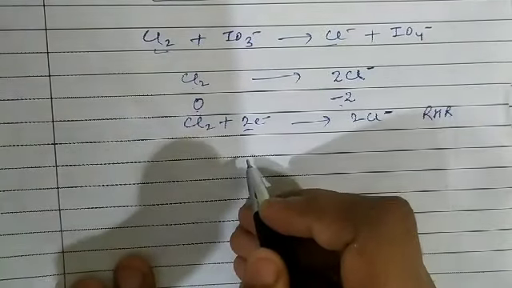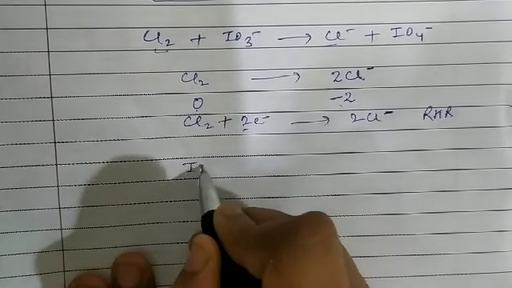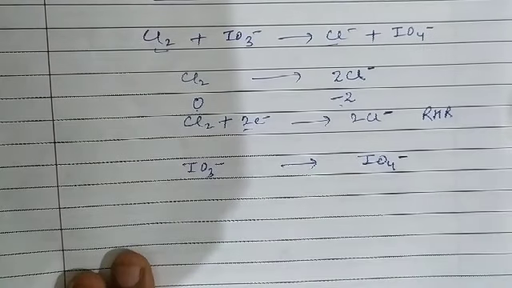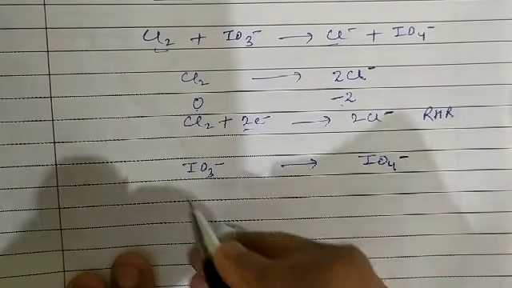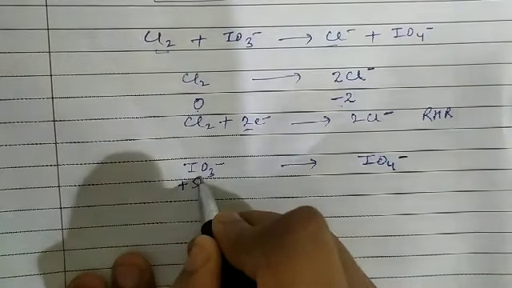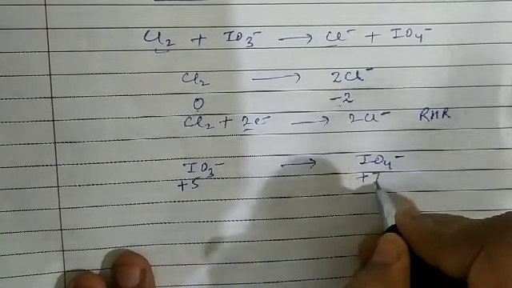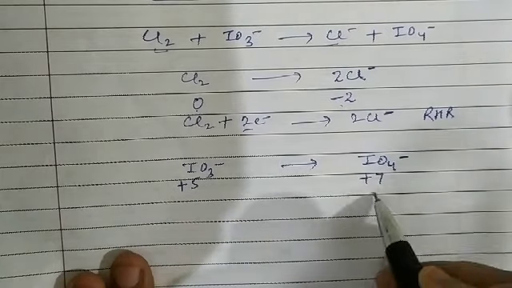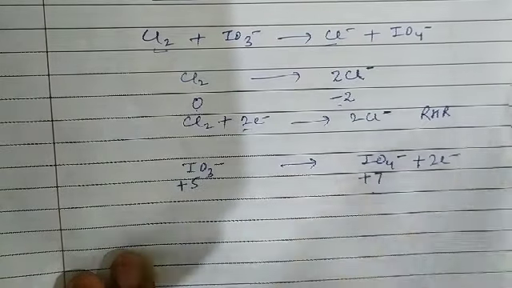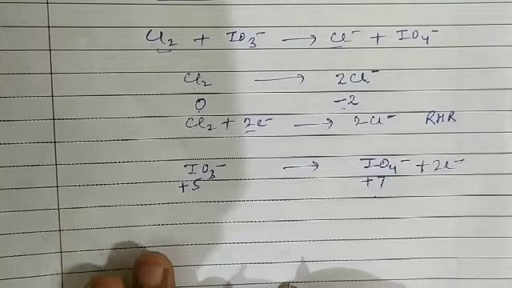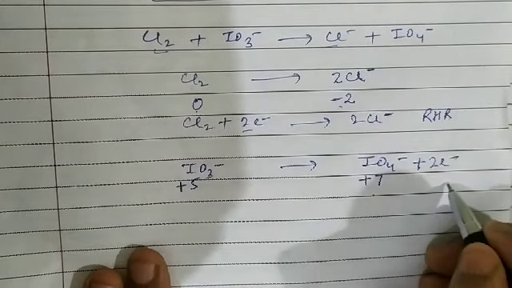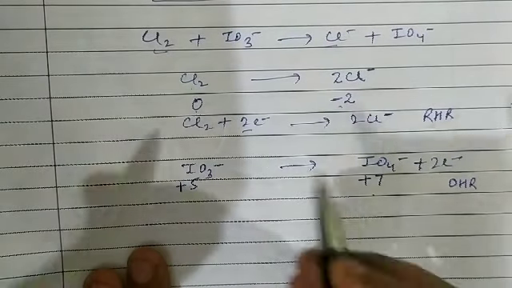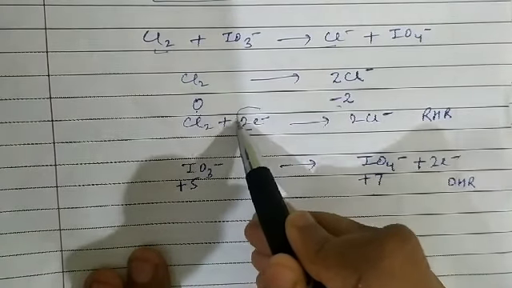Now see the next half, in which IO3- changes into IO4-. The oxidation number of I is +5 in this case and +7 in this case, an increase in oxidation number. To balance the oxidation number, add electrons on the right hand side. 2 electrons are added to the right hand side. Now we can see that loss of electrons means the oxidation half reaction, as we can see in the reduction half reaction, 2 electrons.